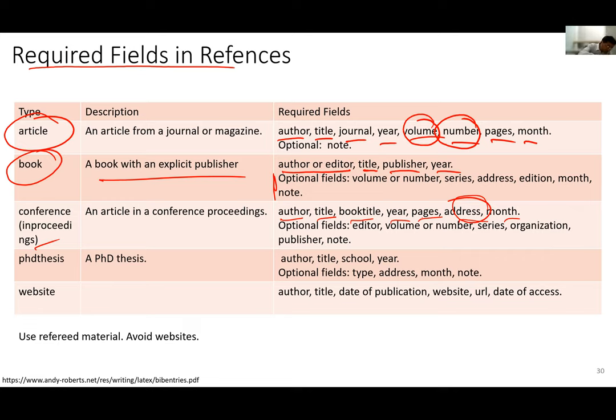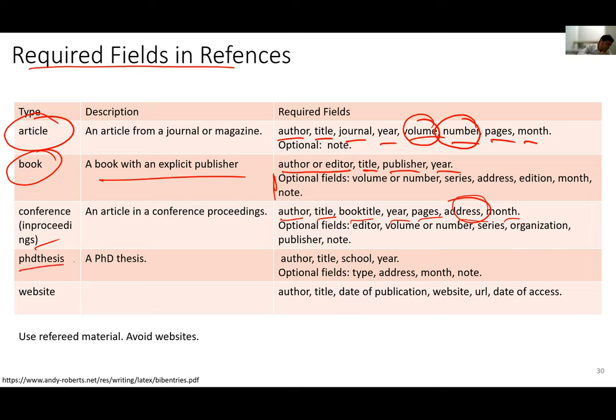So in LaTeX, when you give the pagination, 456 to 466, a 10 page paper, you have to put two hyphens, you know. It's called the en dash, two hyphens and so on. So these are for people who know LaTeX, to properly do that.